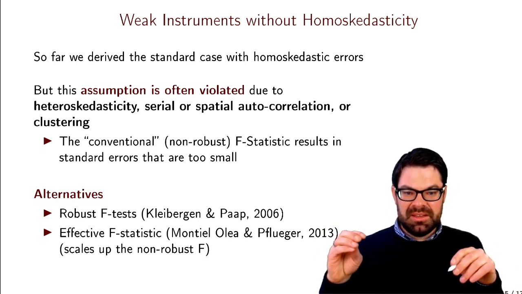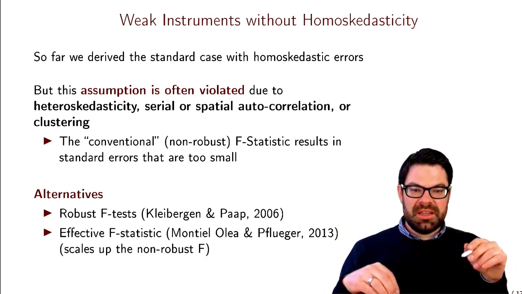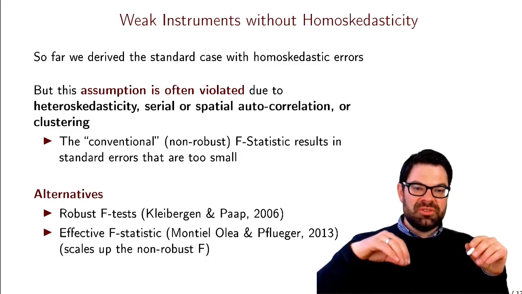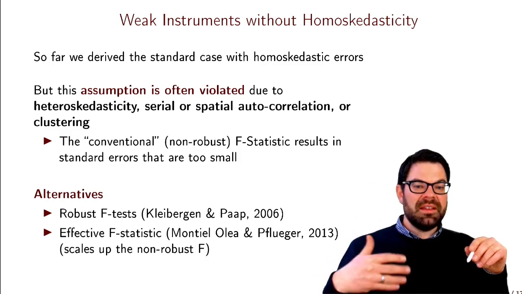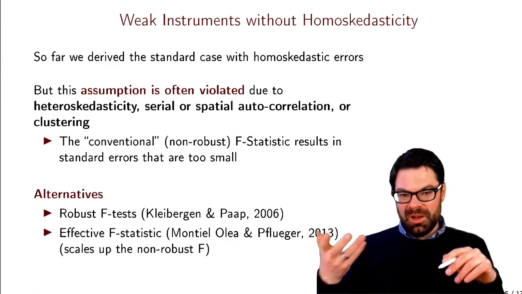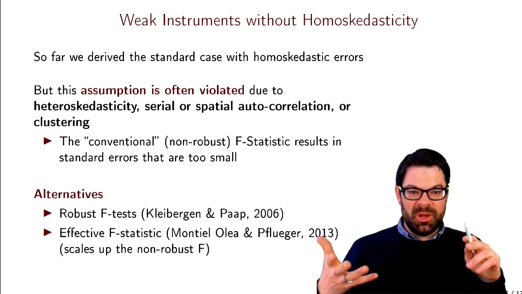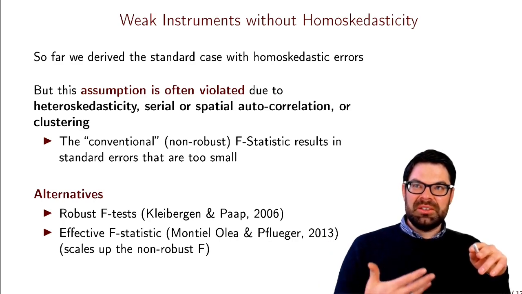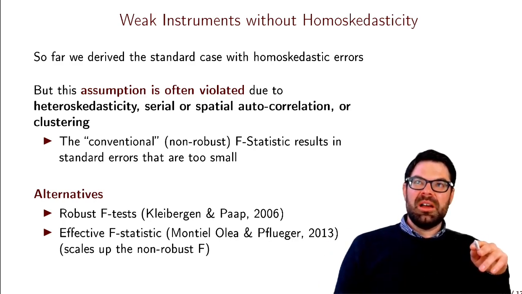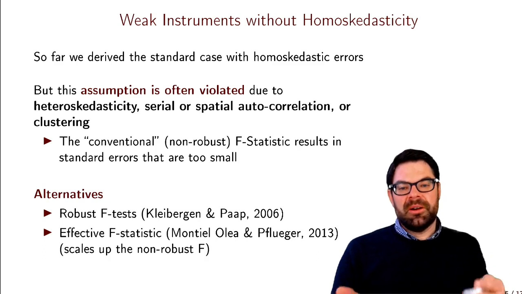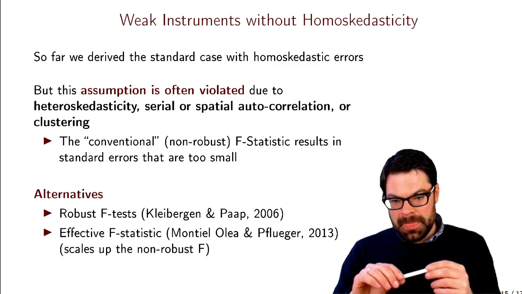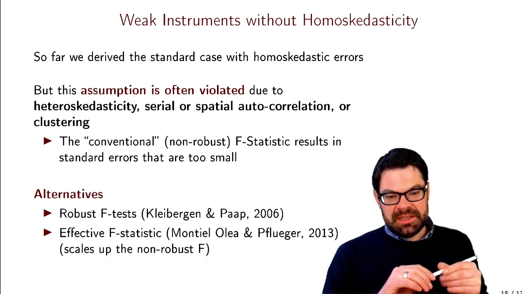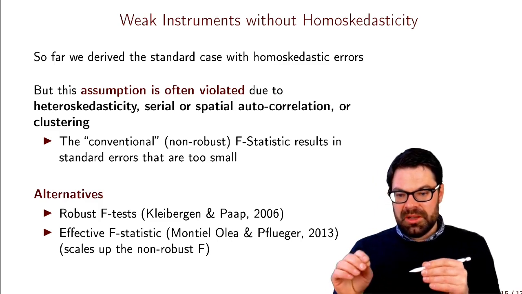And so if you use the conventional F statistic and then draw inference, then the standard errors of your estimator are also too small. And you may also see that your instruments appear stronger than they actually are. That's the problem with that. So the alternatives are the following.